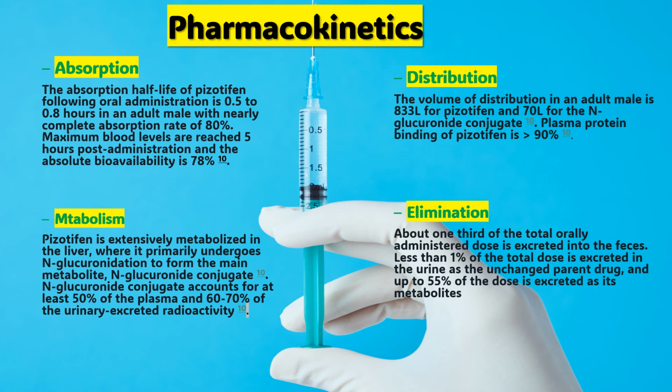And the metabolism: pizotifen is extensively metabolized in the liver, where it primarily undergoes N-glucuronidation to form the main metabolite. The N-glucuronide conjugate accounts for at least 50% of the plasma and 60 to 70% of the urinary excreted radioactivity. And lastly, the elimination. About one third of the total orally administered dose is excreted into the feces. Less than 1% of the total dose is excreted in the urine as unchanged parent drug, and up to 55% of the dose is excreted as its metabolites.